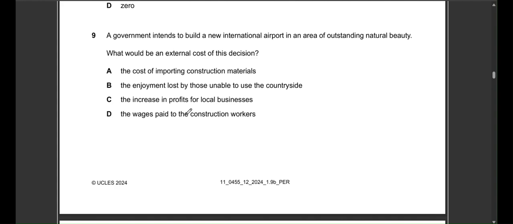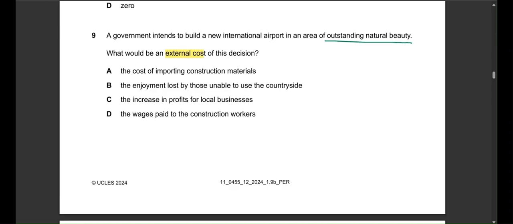A government intends to build a new international airport in an area of outstanding natural beauty. Okay, what would be an external cost of this decision? Okay, for this you all should know what is external cost. External cost means it's a cost to that person who is nowhere related to your business. Okay, it's a third person. He is a third person who is nowhere related.